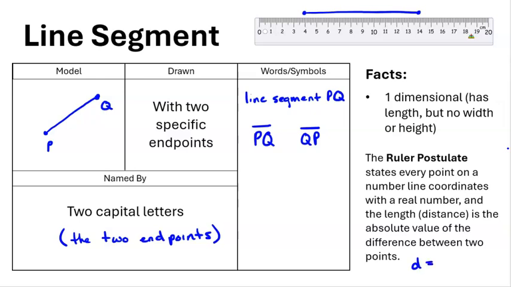So the distance is going to be, if this was x1 and x2, it's going to be the absolute value of x2 minus x1. And so 14 minus 4 is going to give us 10, and the absolute value of 10 is just 10. And so I know that there are 10 centimeters or 10 units in between these two numbers. So the ruler postulate just says that we can assign those points to real numbers and calculate the distance.